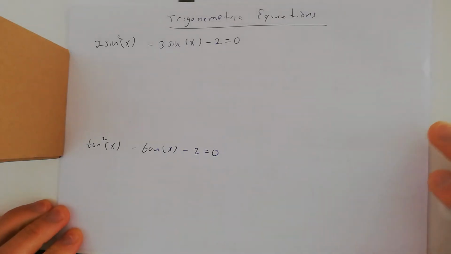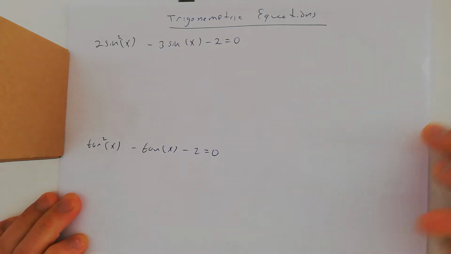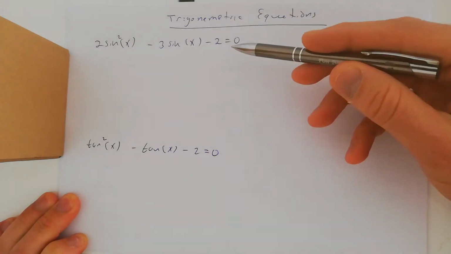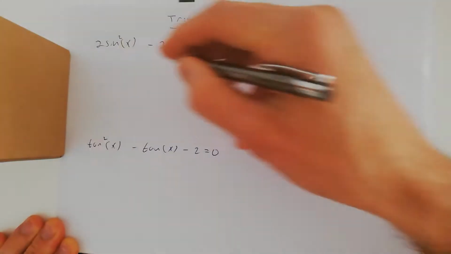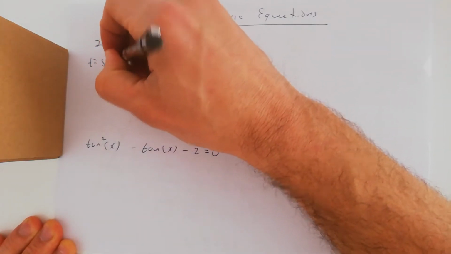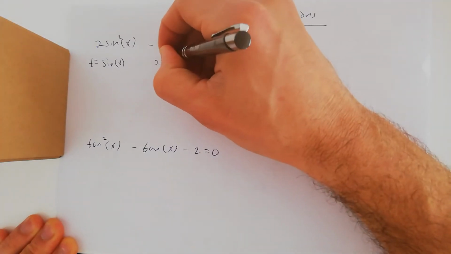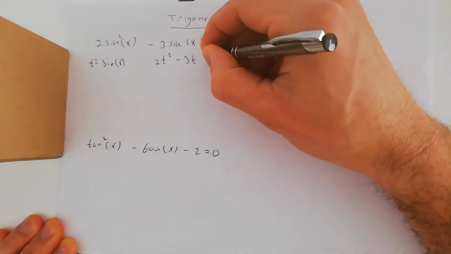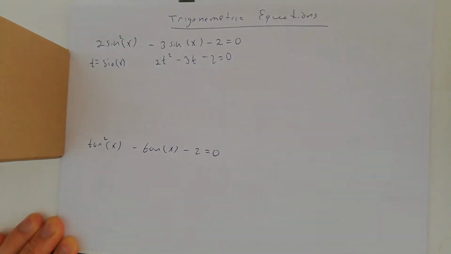Hello everyone, this is the second part of the video on trigonometric equations. The two equations we're going to solve are these. One of the approaches to solve them could be making a change of variable, meaning for example t equals sine of x. If we do this change of variable, the equation receives the form 2t squared minus 3t minus 2 equals 0. This equation can be solved either using the quadratic formula or factoring.